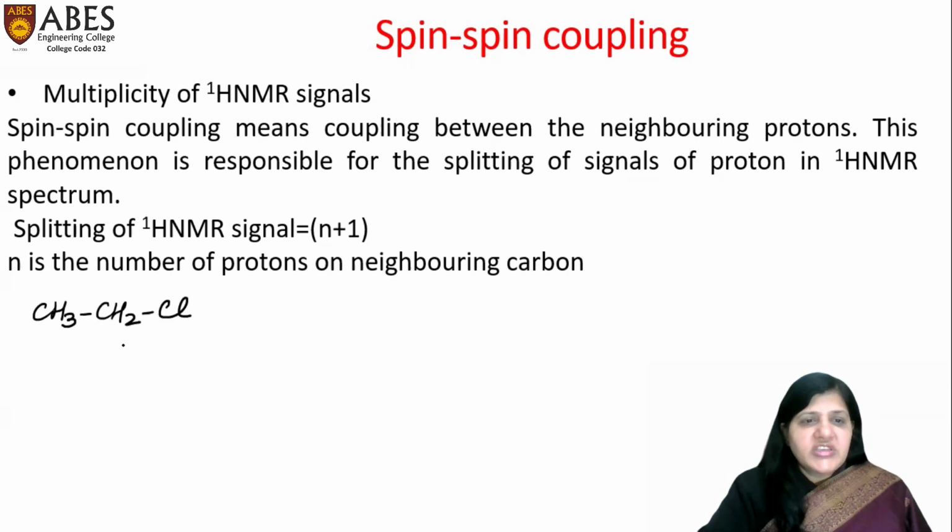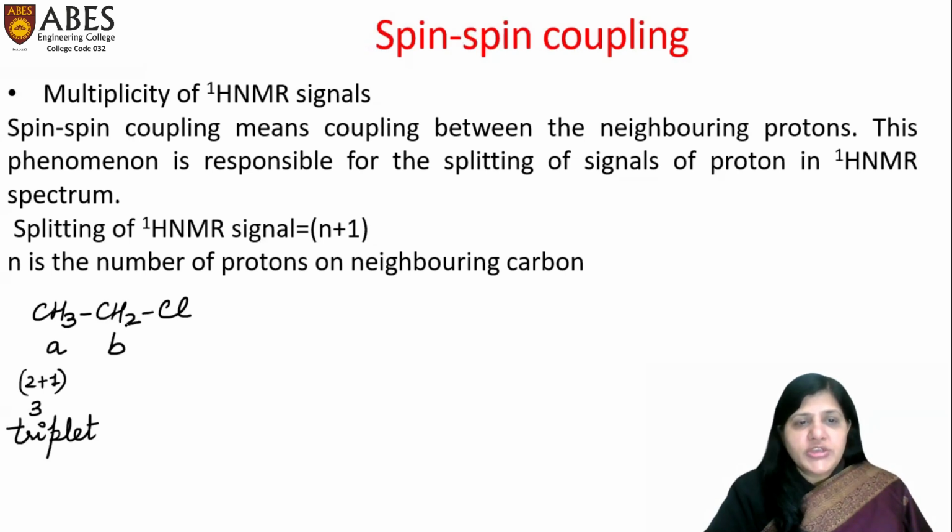this molecule CH3CH2Cl, there are two sets of protons A and B. Signal of A will be split due to the neighboring CH2 protons B, and signal of B will be split due to the presence of neighboring proton A. And this splitting will be n plus 1, where n represents the number of protons on a neighboring carbon. Therefore, for the A signal, splitting will be 2 plus 1. This is 3, and this 3 is represented as a triplet in the NMR spectrum.